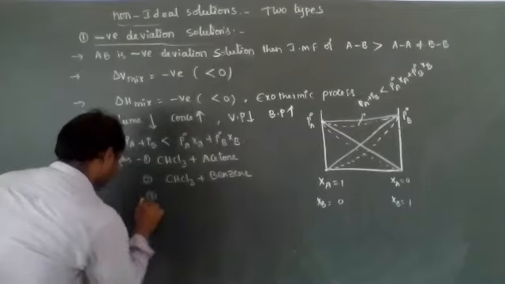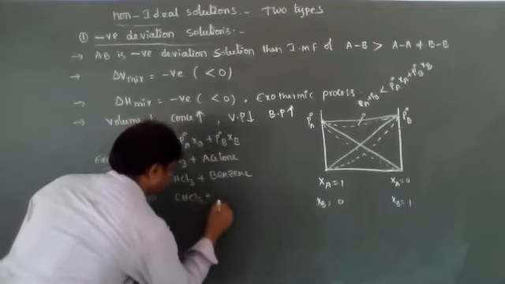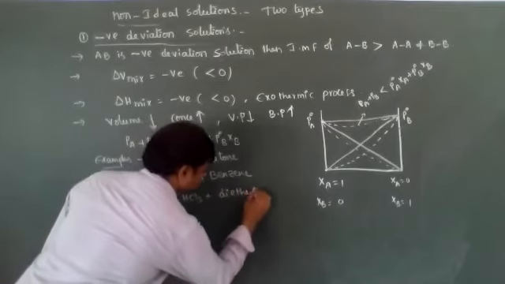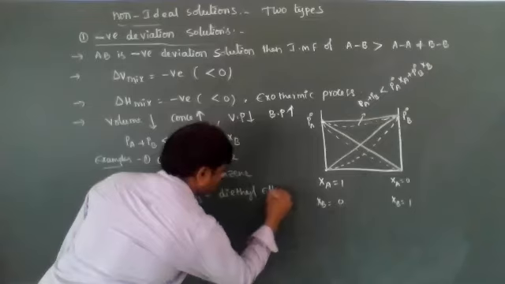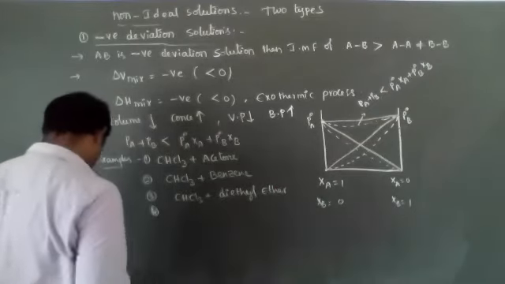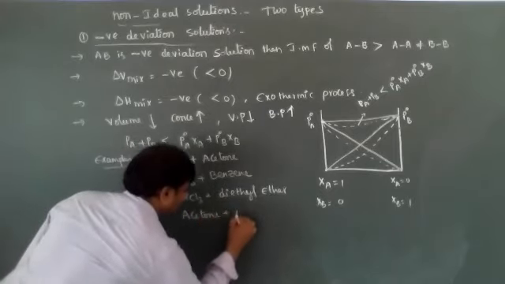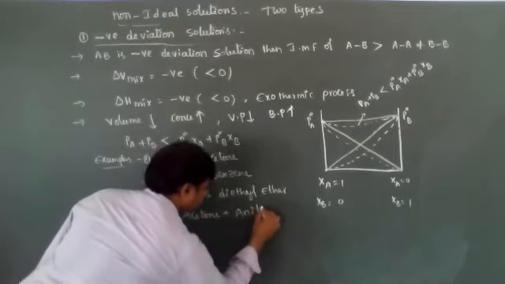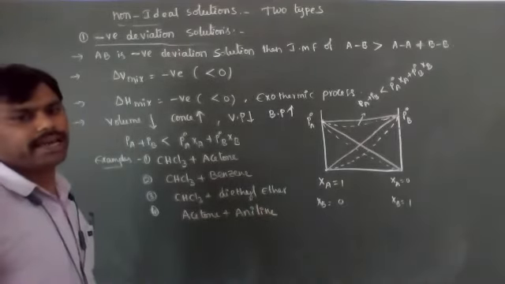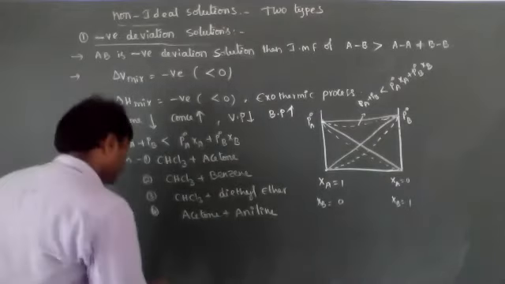Next, the third one is chloroform plus diethyl ether. And the fourth one is acetone plus aniline. Aniline is nothing but the benzene ring having an NH2 group, it is called aniline. Acetone is a ketone, CH3C double bond O, CH3.